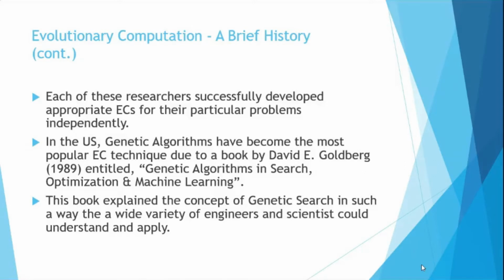Because of this book, most people understood what a genetic algorithm is and how it can be applied to the problems on which they are working. The book was published in 1989, and the use of genetic algorithms for solving optimization as well as design problems started to increase. The use started to increase after the 1990s, that is, after this book was published.